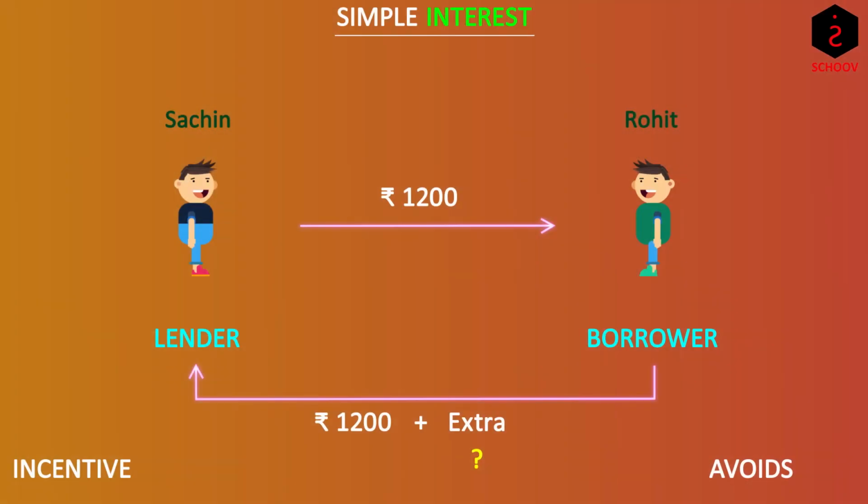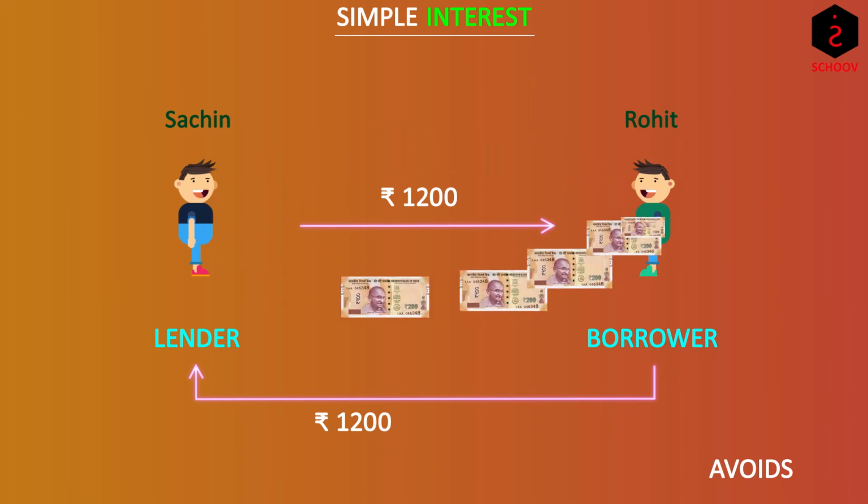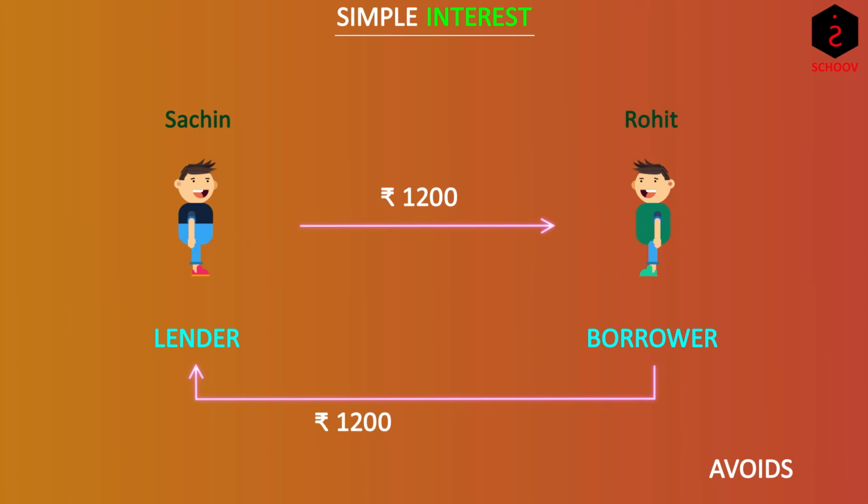So, even if the borrower pays back all the amount, there is no incentive because the lender gave 1200, he got 1200 back. Or the borrower got 1200, he gave the same amount back. So, what is the lender's gain? Or why would the borrower avoid borrowing? They do so because of the extra money that is involved. But how much is that extra money? How do we calculate that? That we will learn in this topic.